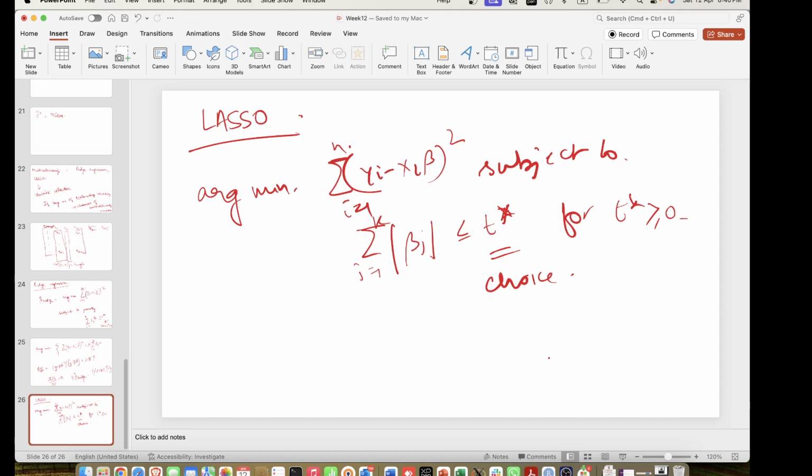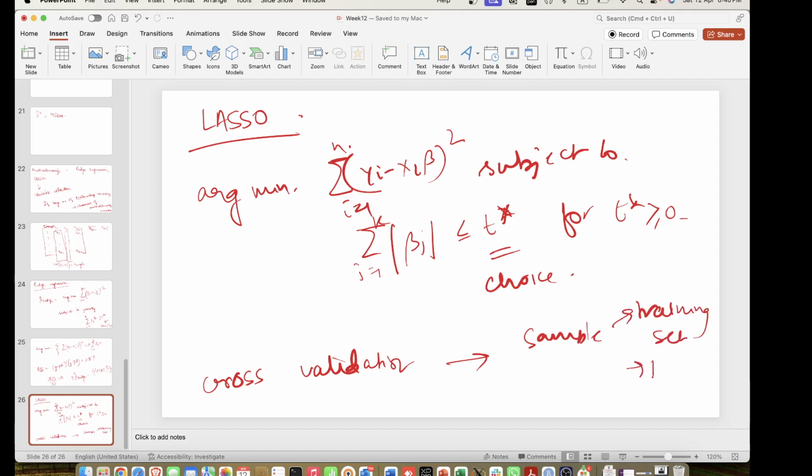So usually we use cross validation, where the sample is divided into two sets, training and test. So maybe we make 5 folds, and then use 4 for training, 1 for testing, and repeat it 5 times, and then based on that we make choices on the t star.